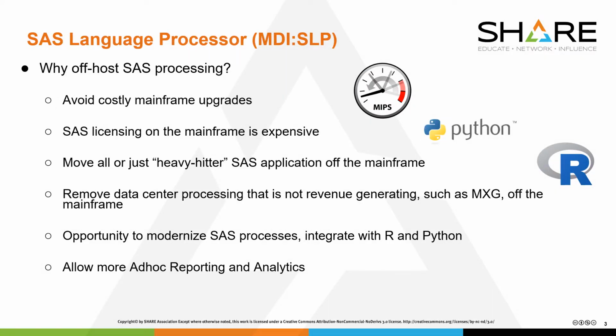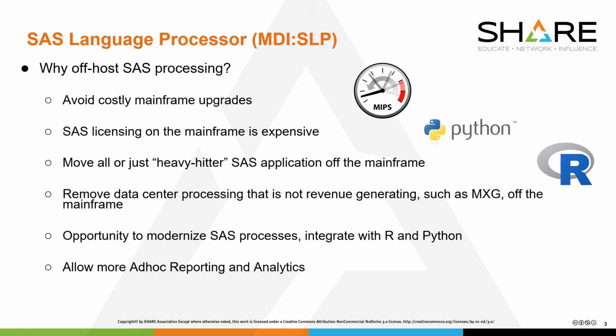So let's start out. Why are we even considering it? Well, SAS burns a lot of CPU, so it can help you avoid a costly mainframe upgrade. The SAS license on the mainframe is quite expensive. A lot of people try to constrain it to smaller LPARs, and while that does help from the cost of the licensing, it doesn't really help from the standpoint of you need to be able to get your jobs done. So a lot of people are looking at trying to move all, or at least this heavy hitter SAS application, off the mainframe and free up CPU cycles and also get their job done faster.